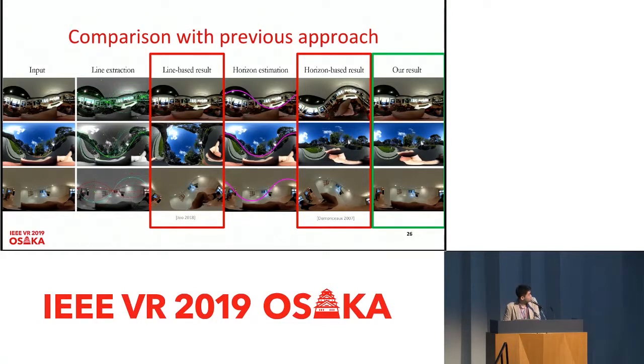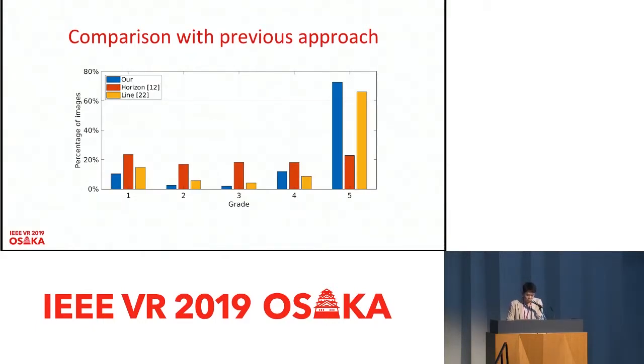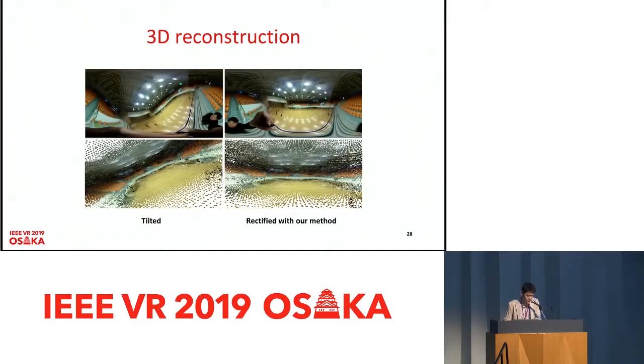Comparing to the previous approach, mainly line-based and horizon-based, we can see that it still shows much better, much more consistent output to all types of scenes. We also conducted the user study that backs up that our method outperforms the line and horizon-based approach. And one of the interesting things here is that when we tried to reproduce the line-based or horizon-based approach, it took almost 30 to 50 seconds per image. Our network can be as quick as 50 milliseconds per image. So in terms of time, it also gives a much greater performance increase.